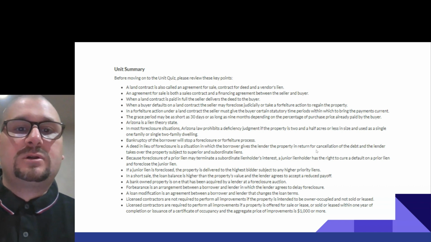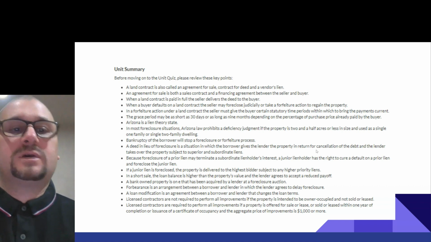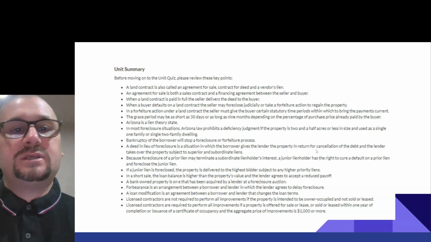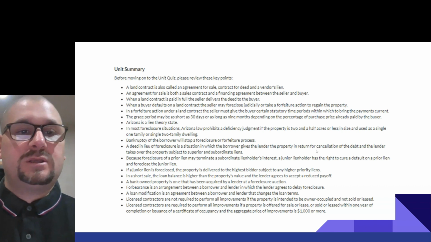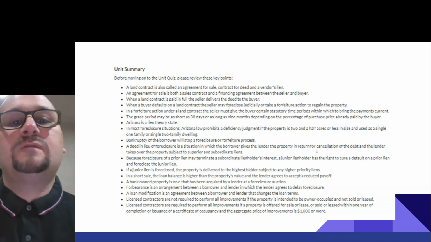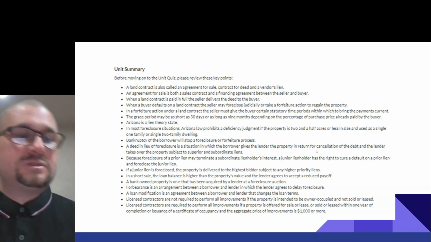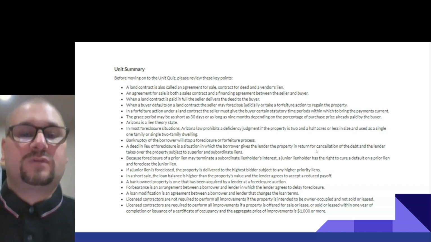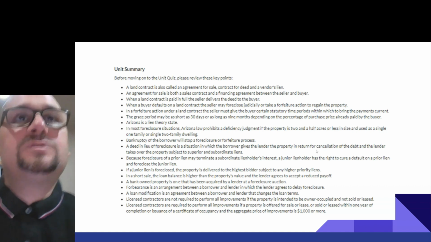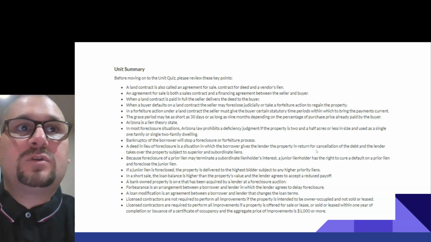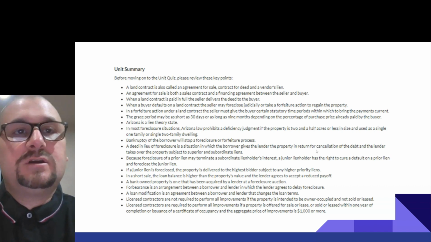Bankruptcy of the borrower will stop a foreclosure or forfeiture process. So say the borrower is going into bankruptcy, what is that going to stop? If you missed 3 payments on your house and they want to foreclose on you, and you go into bankruptcy, will that stop the foreclosure? Yes, it'll stop the foreclosure process.